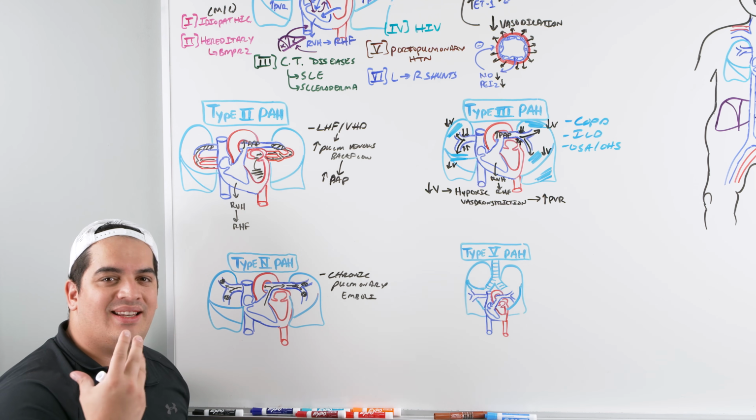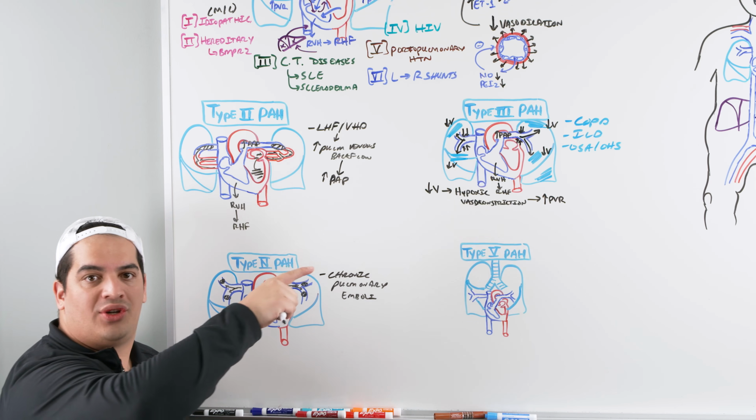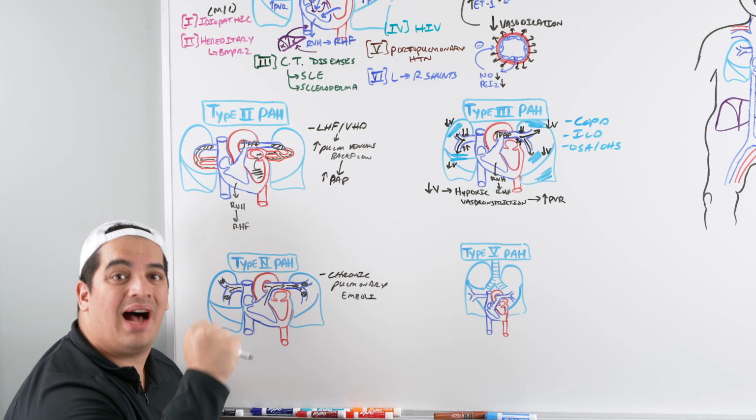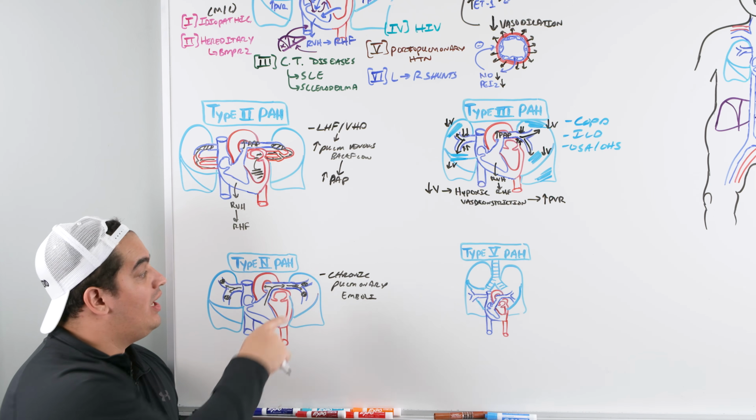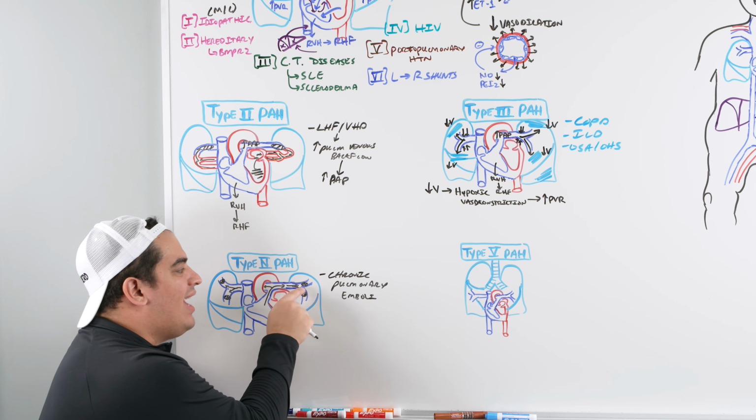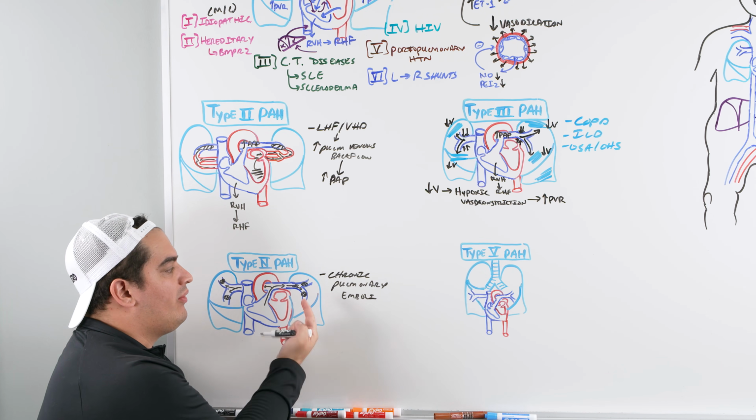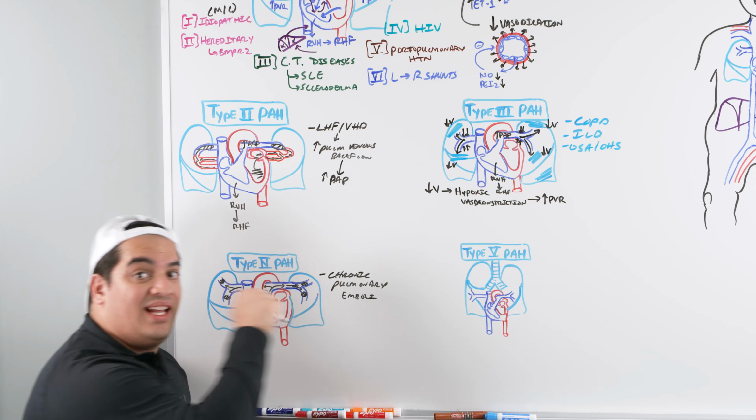So you see how we're getting the difference here? That vasoconstriction in type 3 was because of hypoxia or poorly ventilated areas. This kind of area is not really a vasoconstriction, it's an increase in peripheral vascular resistance because of clots getting in the way.